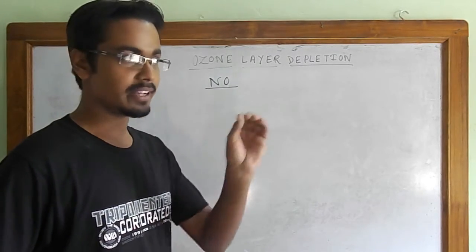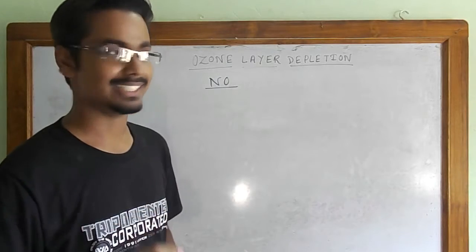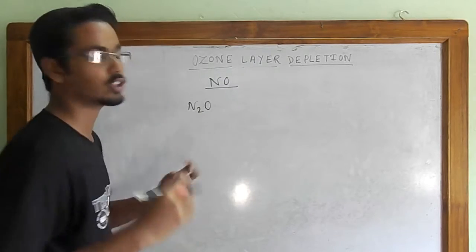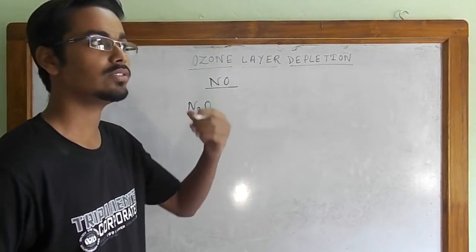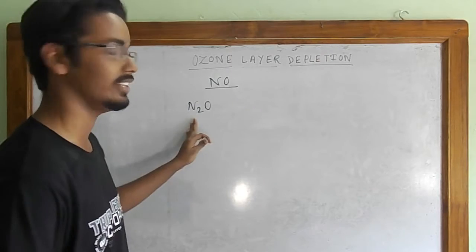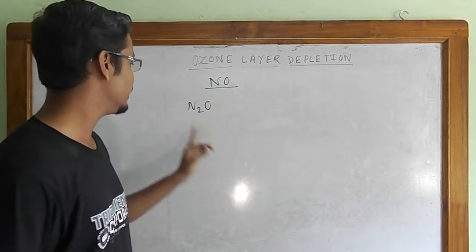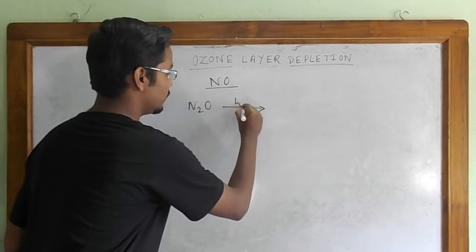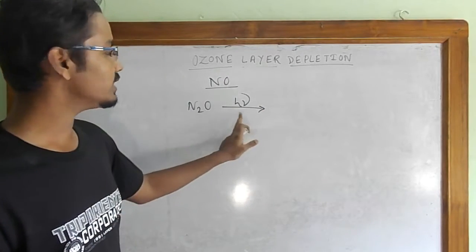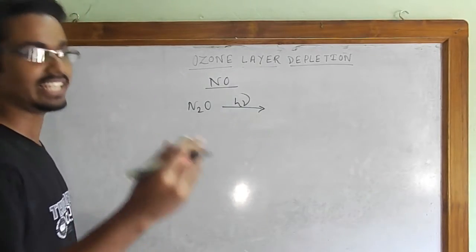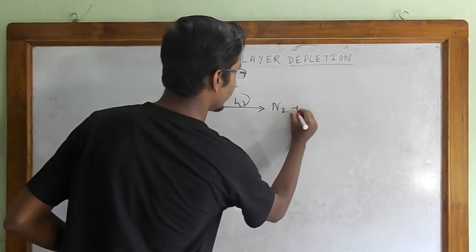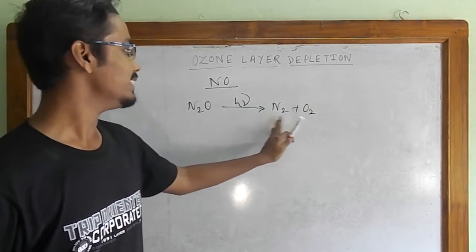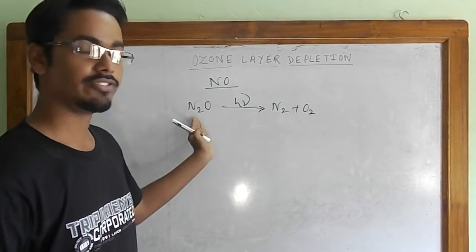There is a chemical called N2O, that is dinitrogen monoxide. This dinitrogen monoxide, when present in our troposphere, is inactive, but when it goes into the stratosphere, it becomes active. In the stratosphere, due to the action of light, hν, this N2O will dissociate to form N2 and O2.